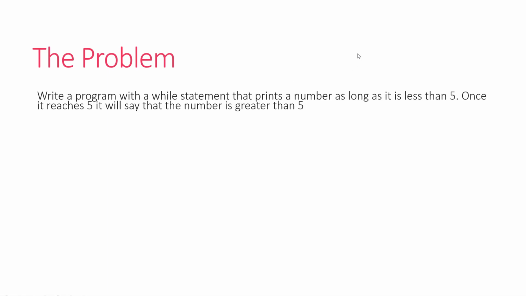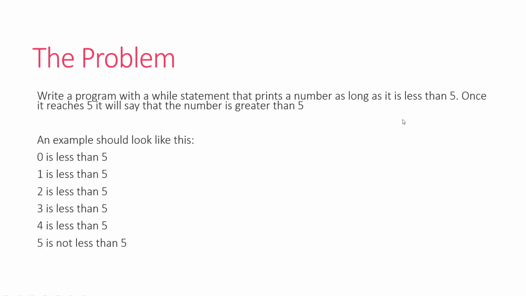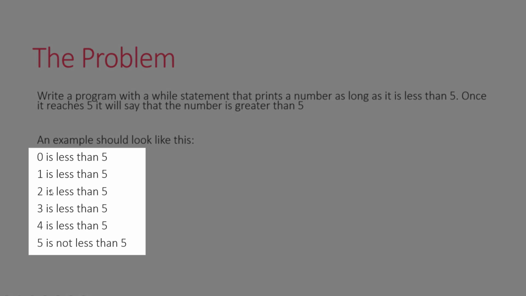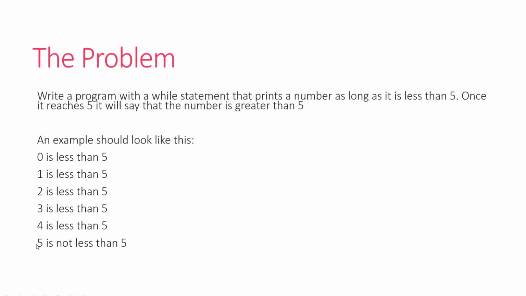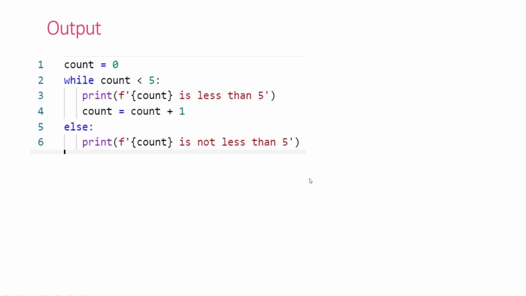So now we move to our problem. We need to write a program with a while statement that prints a number as long as it's less than 5. Once it reaches 5, it will say that the number is not less than 5. An example should look like this: 0 is less than 5, 1 is less than 5, 2 is less than 5, 3, etc. But when you get to the last line, 5 is not less than 5, or 5 is actually equal to 5. So what does this look like in real code?